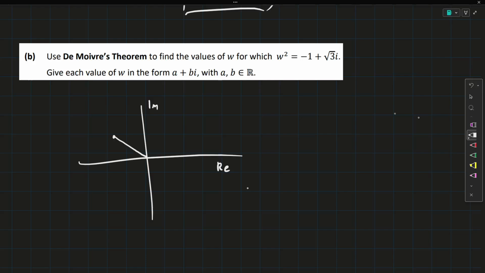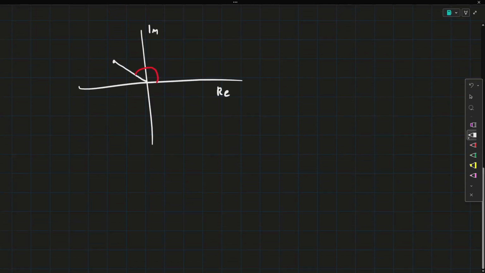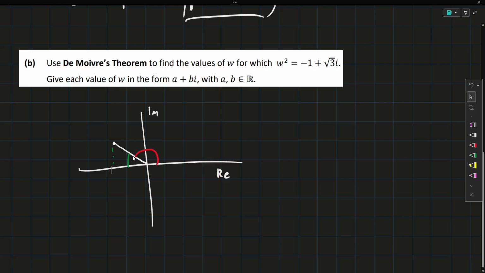So what we need to know, of course, is this angle, and we also need to know the length of the complex number. What we can do is figure out what the green angle is by looking at this right angle triangle. Then we do 180 minus that green angle, which will give us this red angle. The reason we have to use the red angle is because it's assumed in all the formulae that we measure from the positive real axis.